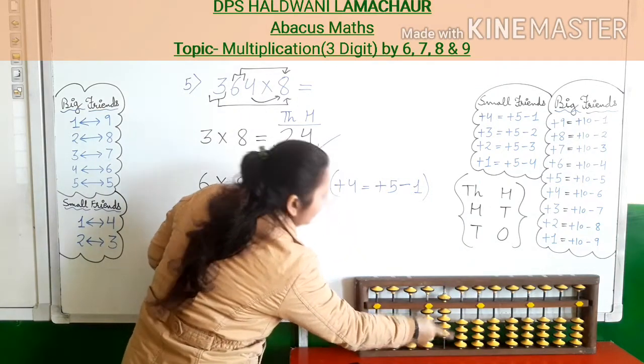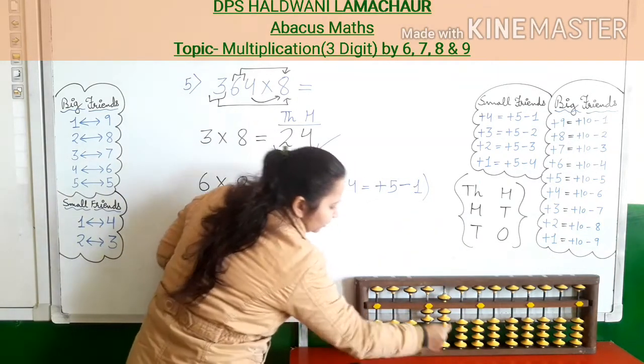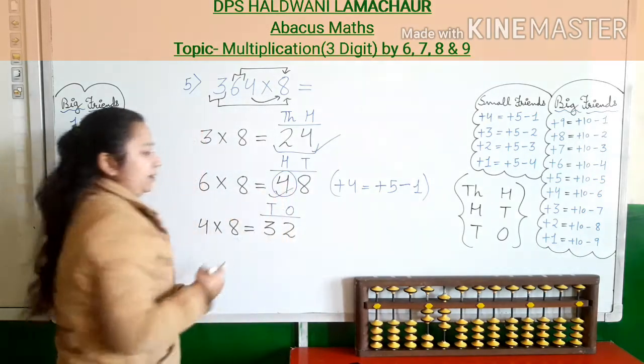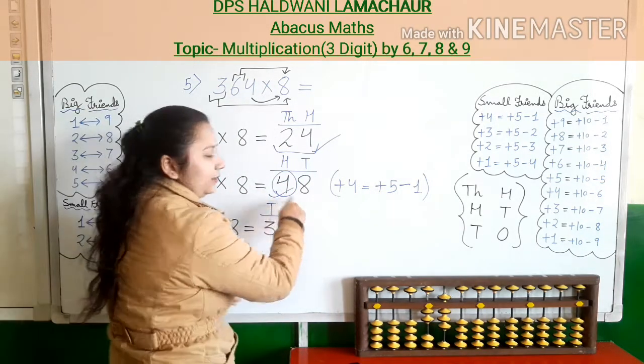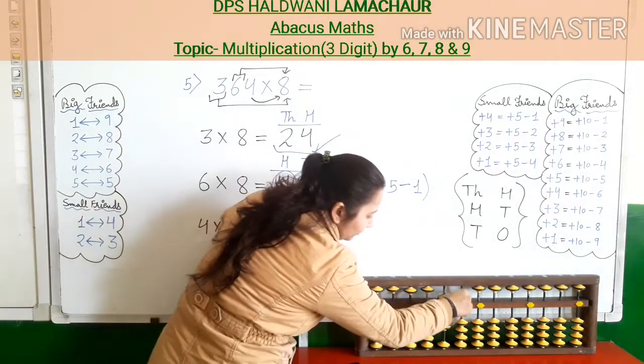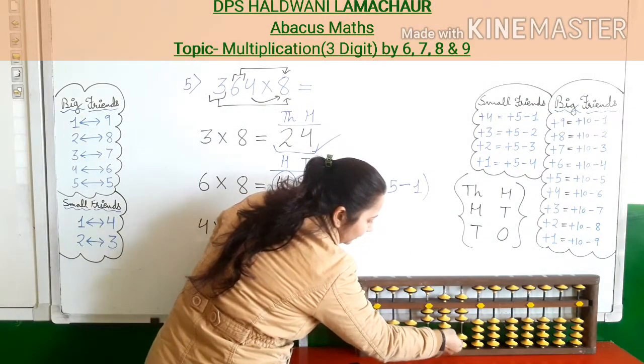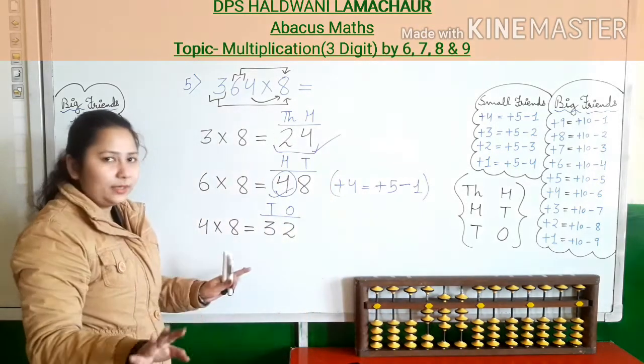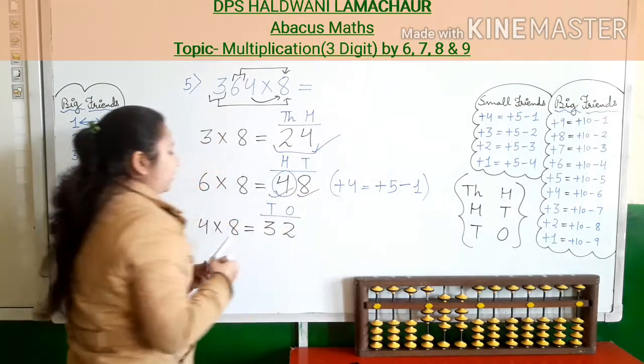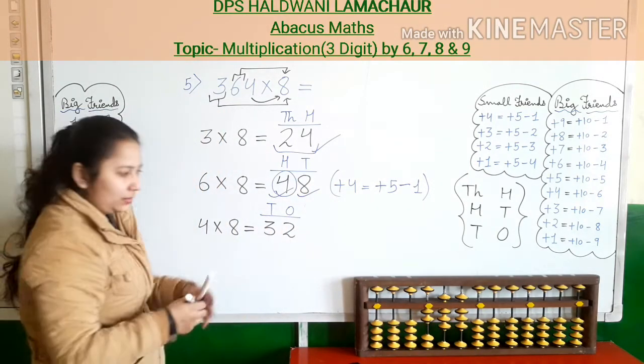5 in hundreds rod. And then minus 1. And your 4 is added. Now add 8 in tens rod. 5, 6, 7, 8. Done. Now this is completed. Now add 3 in tens rod.